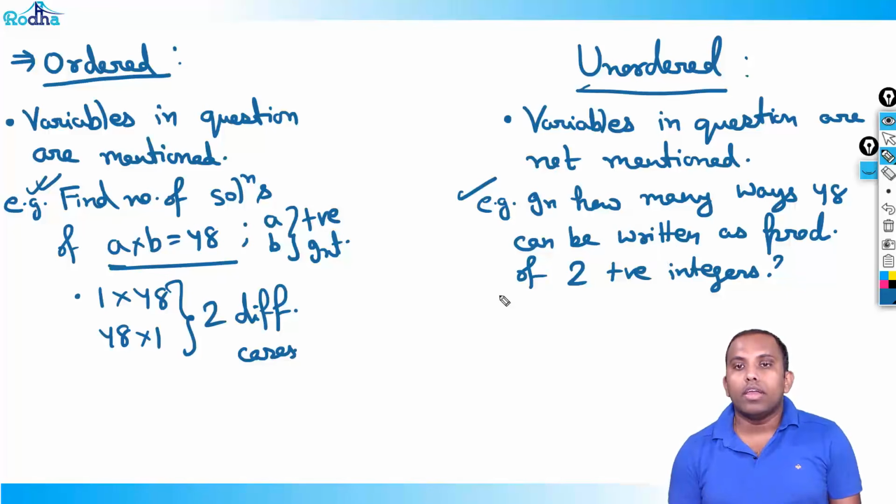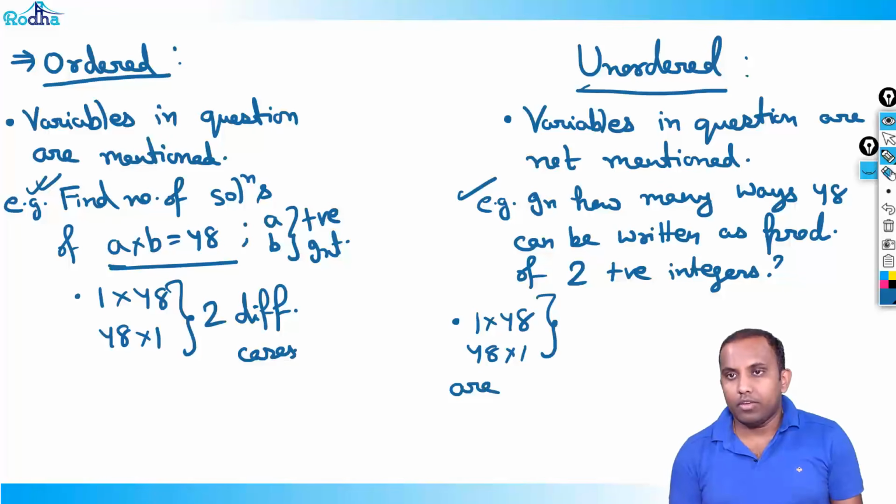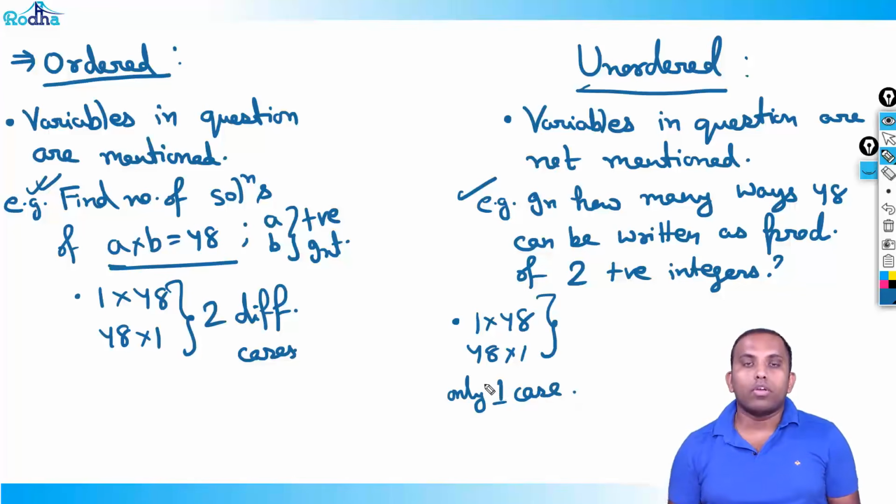But in case of unordered, if I write this, 1 into 48 and 48 into 1 is only one case. We should not treat it as two cases. This is the meaning of unordered solution. In ordered solution, a comma b and b comma a are treated as two different solutions. In unordered solution, b comma a and a comma b are a single solution.